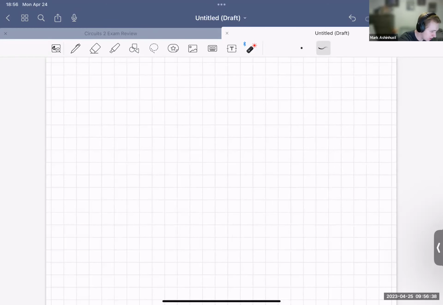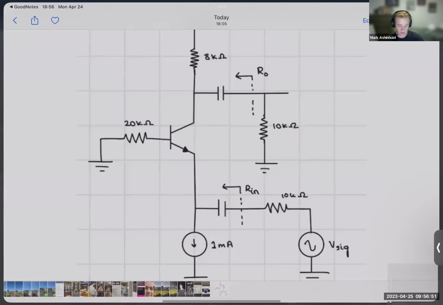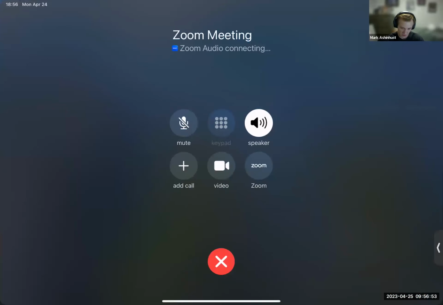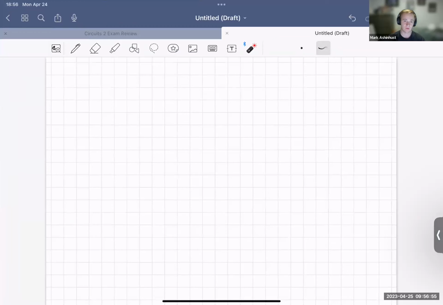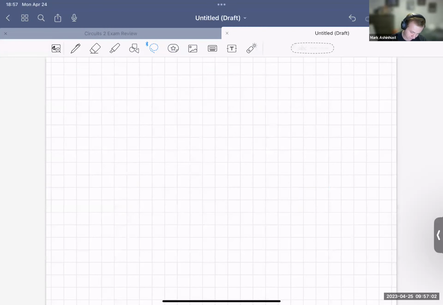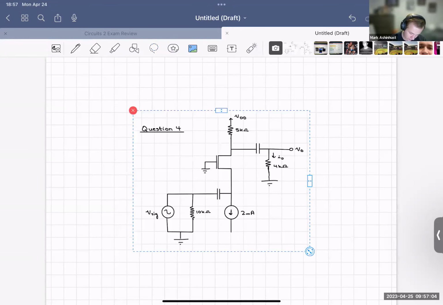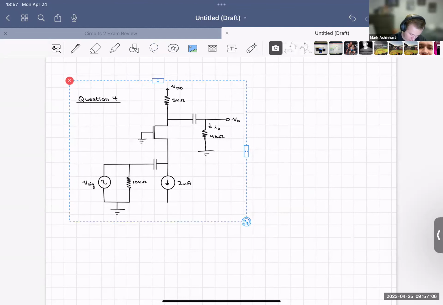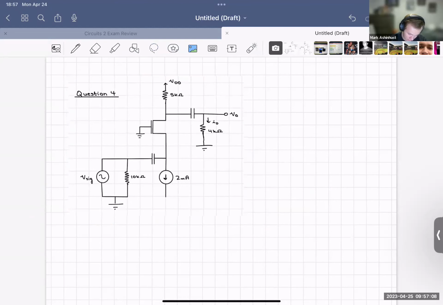I'm not gonna draw. I already have it drawn, so I'm gonna send it to myself real quick. I don't spend time drawing it either. And then I believe Noah did question 1 and question 5, and I'm doing question 2 and question 4. So the only one we haven't done is question 3.